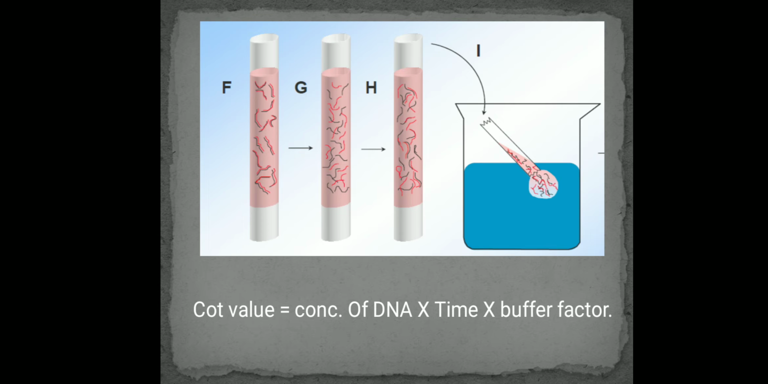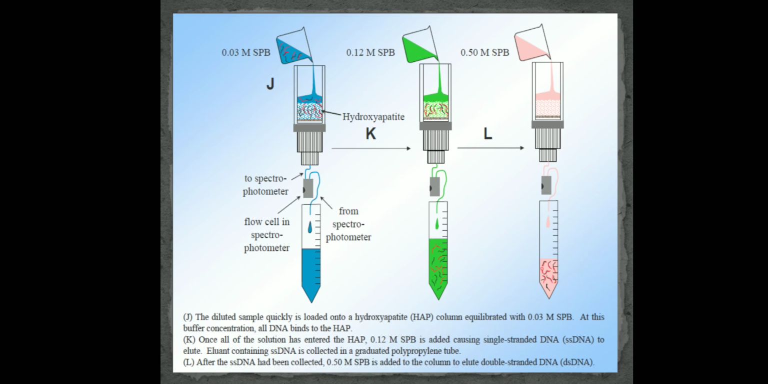So remember, here we will denature the DNA, then we will renature it by cooling it and giving it some time, and we have calculated the COT value. After calculating the COT value, you can see in this image that a chromatography technique is being done. So what is this chromatography? How are we going to do it? What is the use? Let's see.